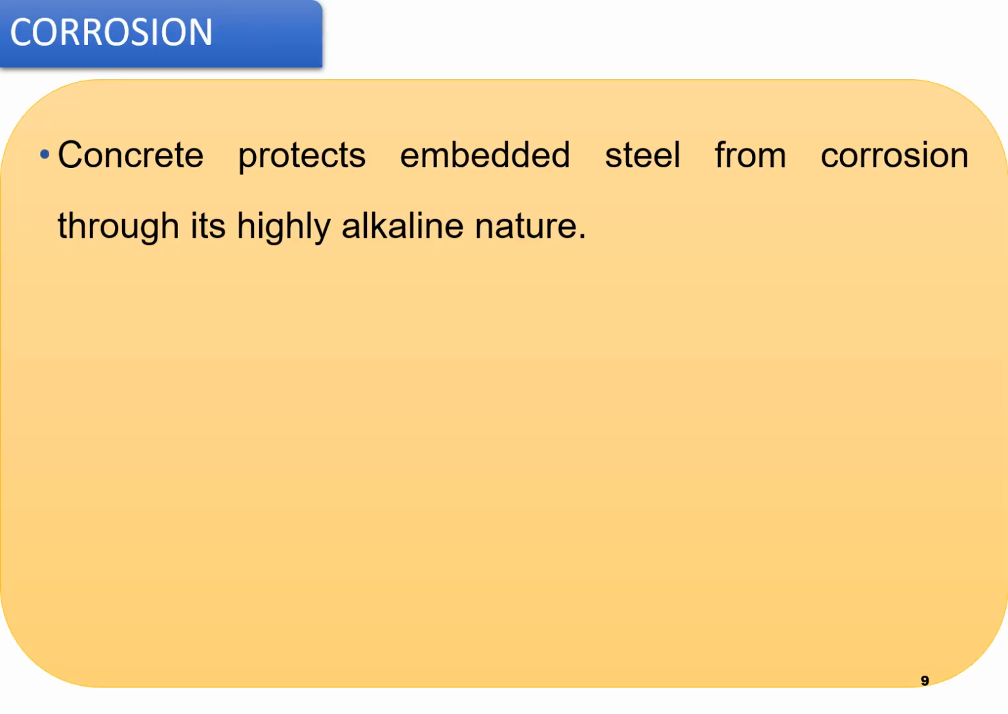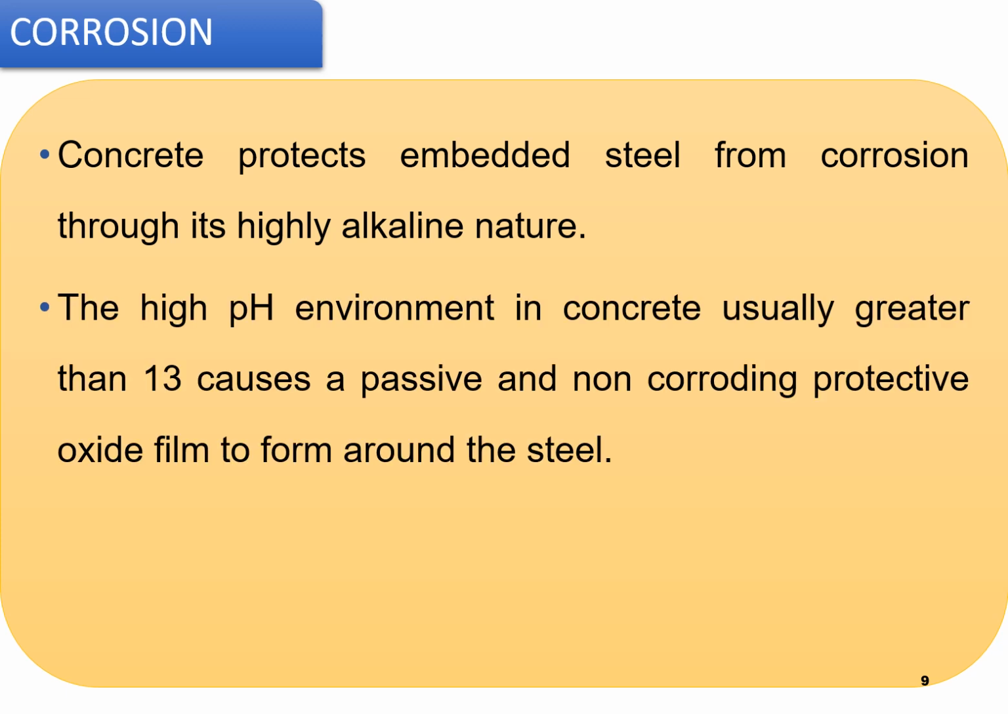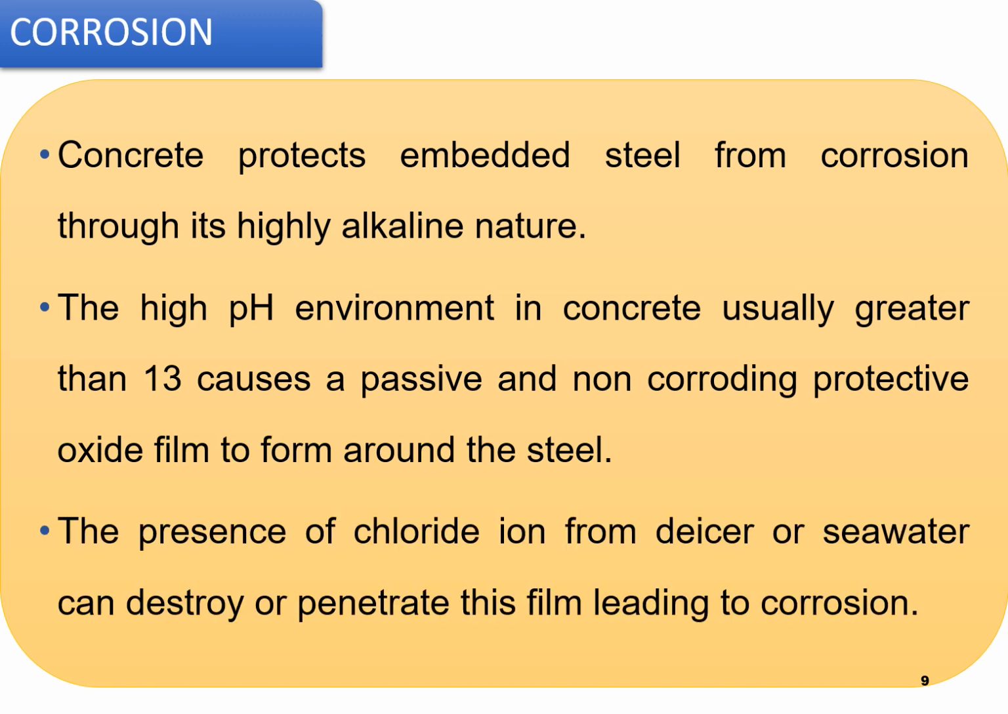Concrete protects embedded steel from corrosion through its highly alkaline nature. The pH environment in concrete, usually greater than 13, causes a passive and non-corroding protective oxide film to form around the steel. The presence of chloride ions from de-icers or seawater can destroy or penetrate this film, leading to corrosion.